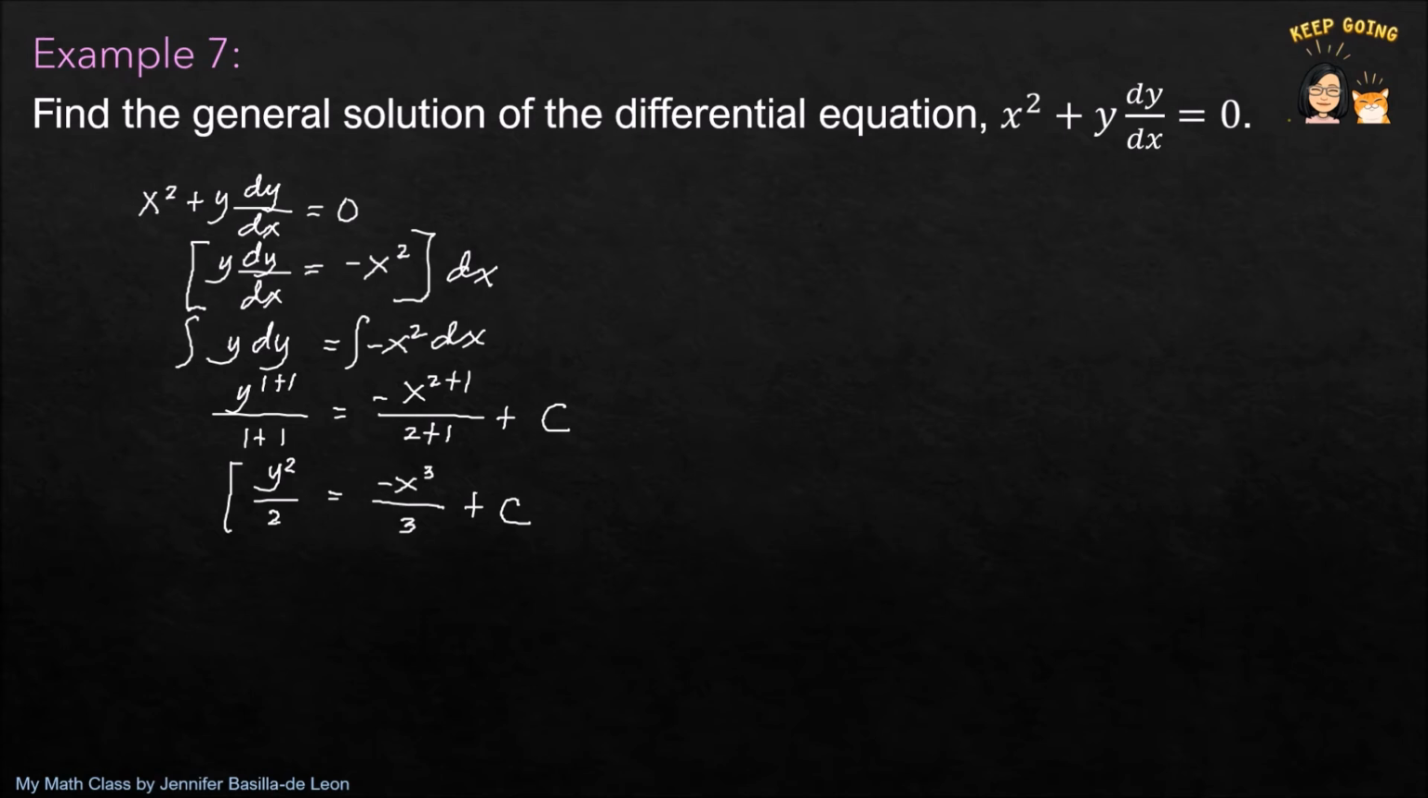Now we multiply all throughout by 6, so we will have 3y squared equals negative 2x cubed plus 6c. Now rewriting this into standard form of an equation, we will have 2x cubed plus 3y squared equals 6c.